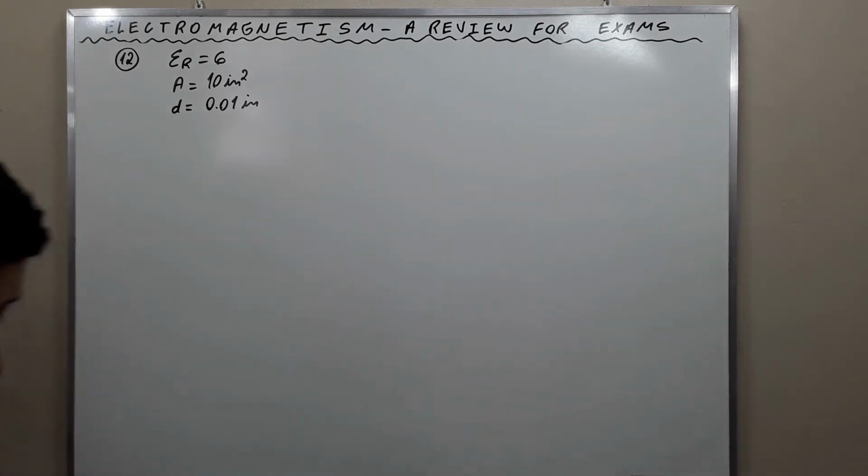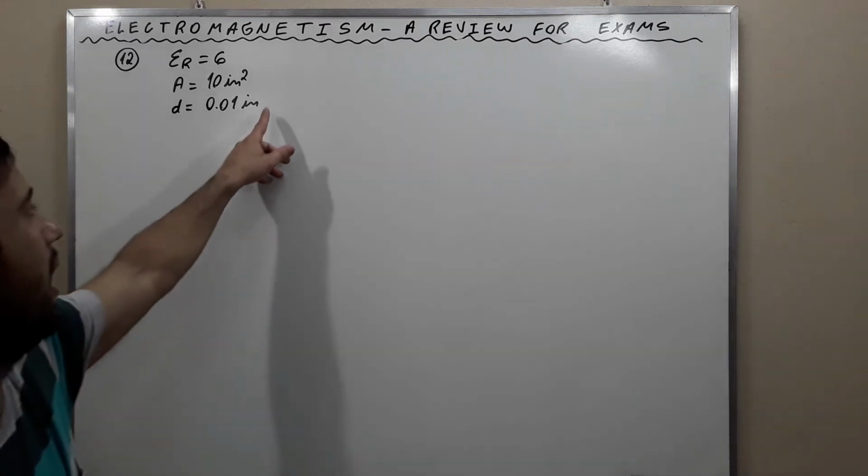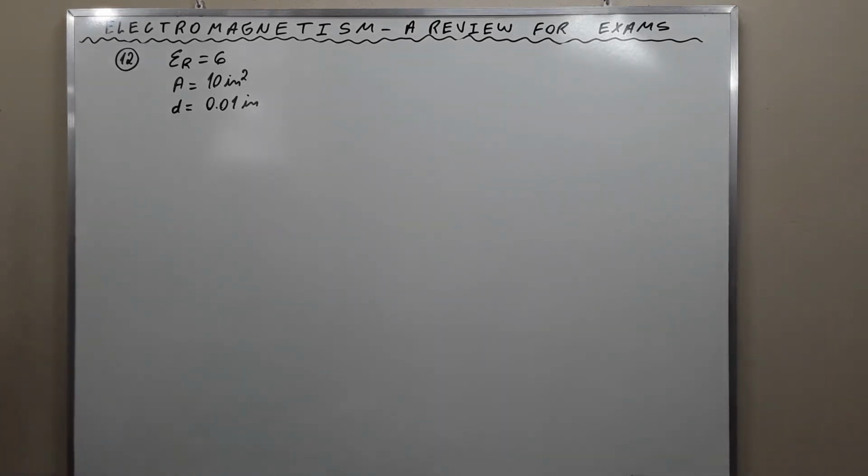Exercise 12. Calculate the capacitance of a parallel plate capacitor having a mica dielectric of relative permittivity of 6, a plate area of 10 square inches, and a separation of 0.01 inches. Okay, this is the exercise, a very simple one, and we are going to exercise how to convert from inches to meters. Okay, and the exercise goes like this.